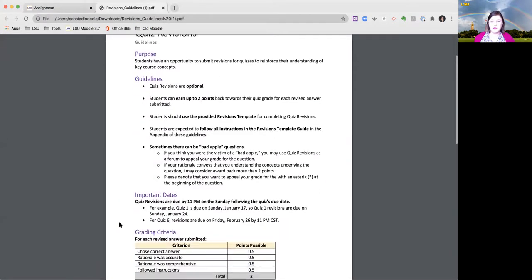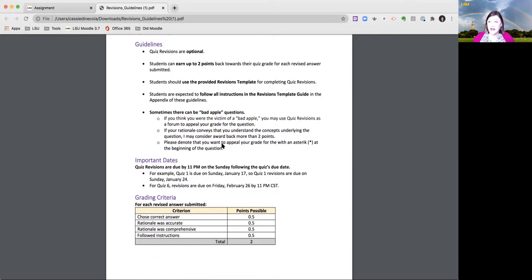So this goes through a lot of the things that I've already told you. You can earn up to 2 points back. You need to use the template. You need to follow all the instructions. The instructions are crafted very intentionally, and so you need to follow the instructions.